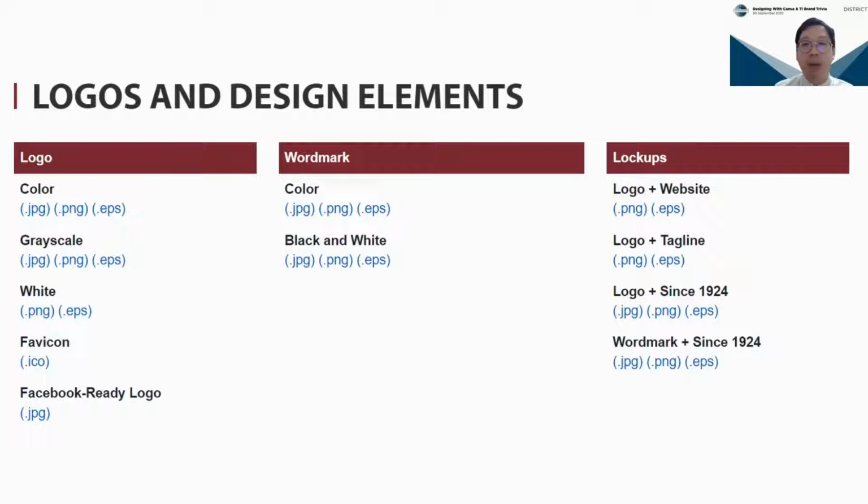So when it comes to Canva, I highly recommend that we use the PNG file format because the PNG format has a transparent background. So it works better on any design, while the JPG file format has either a white background or a black background color behind it.